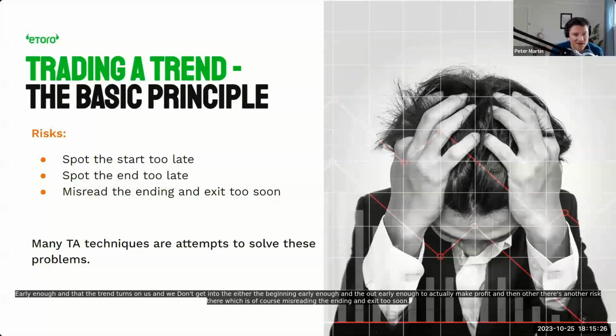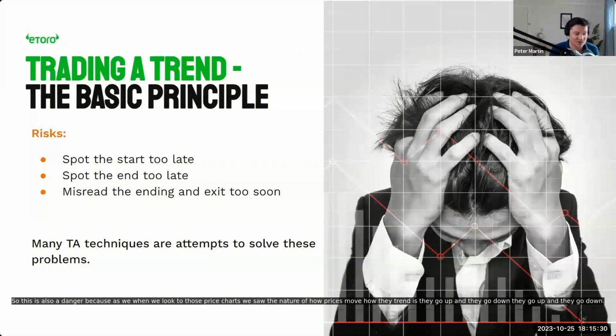And then there's another risk, which is, of course, misreading the ending and exiting too soon. This is also a danger because when we looked at those price charts, we saw the nature of how prices move, how they trend as they go up and down, up and down. So even when it's trending, and you're right about the trend, if you've got a trade on in the correct direction of the trend, you're going to have these temptations of the price going down, and you don't know whether it's actually ending or whether that's just a downward wave.